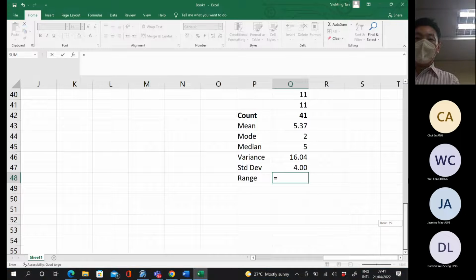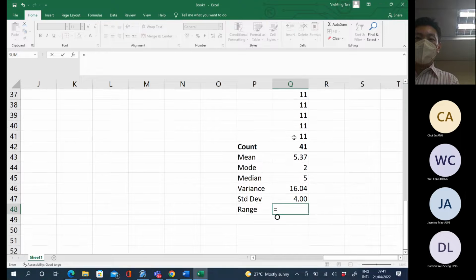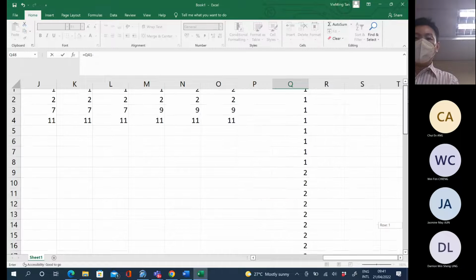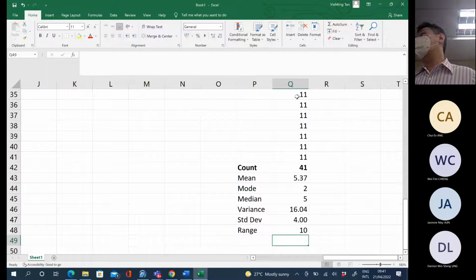So you just need to make sure that you sort the data. In this case, 11 is the highest number, and then minus the lowest number, which is 1. So you get 10. That is the difference between the highest and the lowest number.